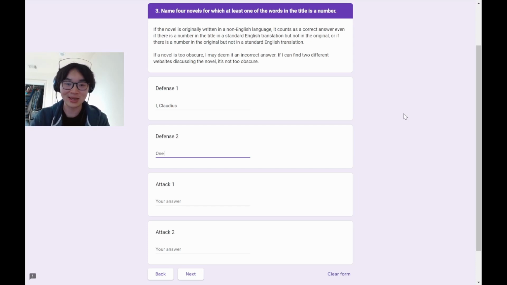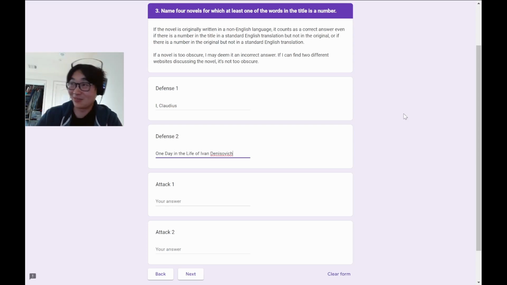So I'll say One Day in the Life of Ivan Denisovich. Shout out to my man Alexander Solzhenitsyn, I believe the 1970 Nobel laureate for literature. If you know, you know.